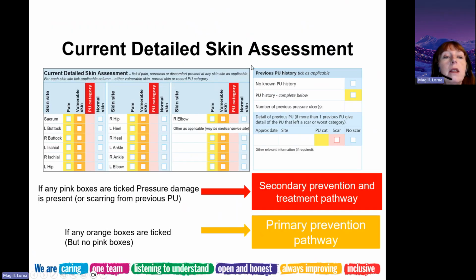Our current detailed skin assessment maintains the same colour scheme. So we have blue boxes if the skin is normal and there's no problem or concern. We have a yellow box if the patient's reporting pain over that bony prominence or area. We have an orange box if there's a DTI present or the patient has very vulnerable skin over the bony prominence. And we have a pink box if there is pressure damage present of Category 1 or above.